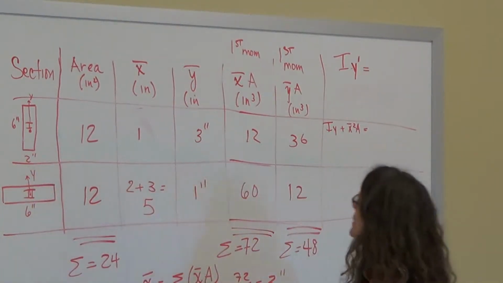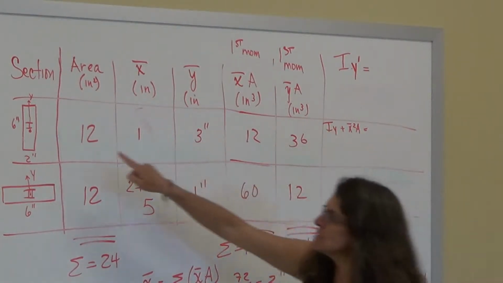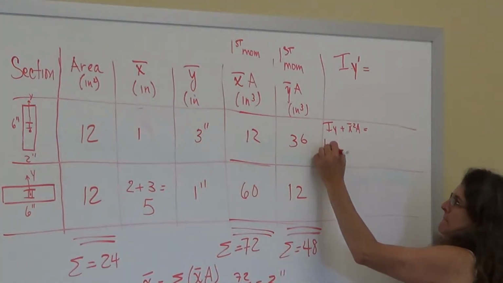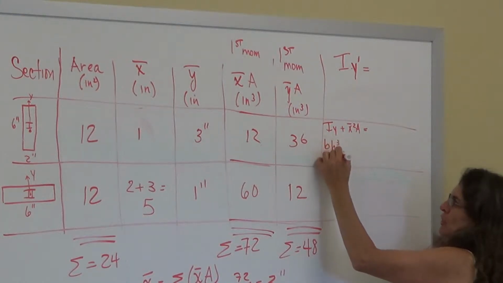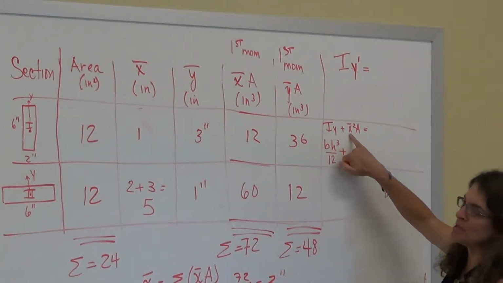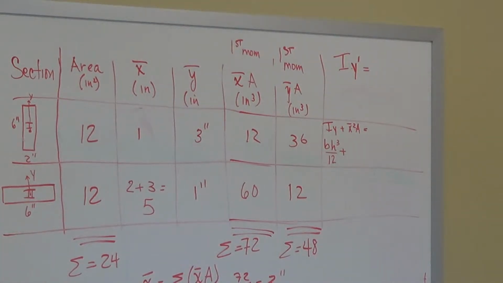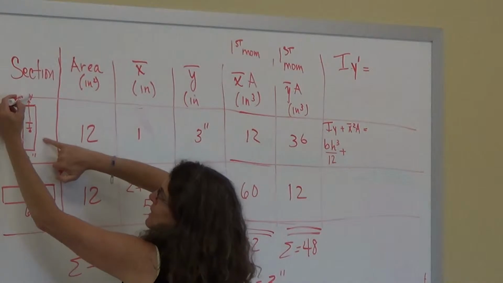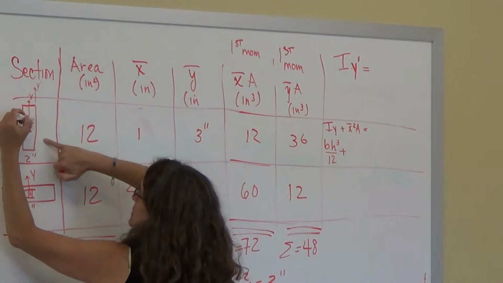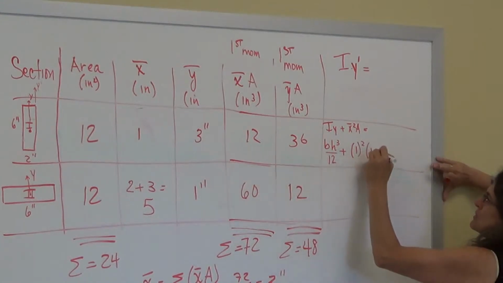So what is the moment of inertia equation for the axis going through the center of a rectangle? B h cubed over 12 plus, what does this bar here represent? The perpendicular distance between the two axes. This is the one going through the center, and this is where the y prime is. What's the distance between this? 1 squared times, what's the area? We know it is 12.